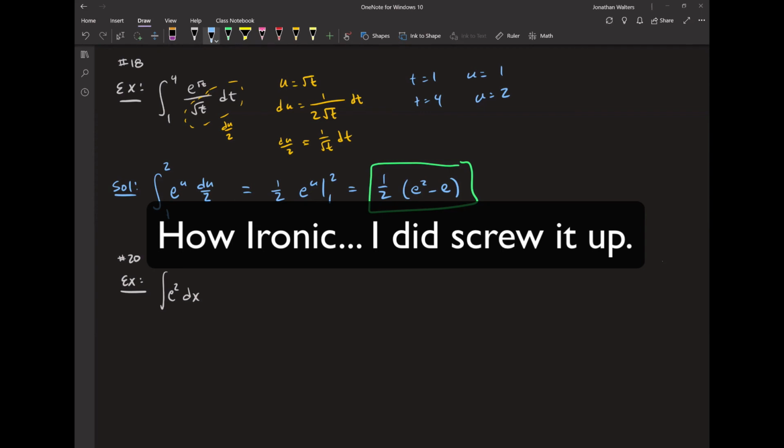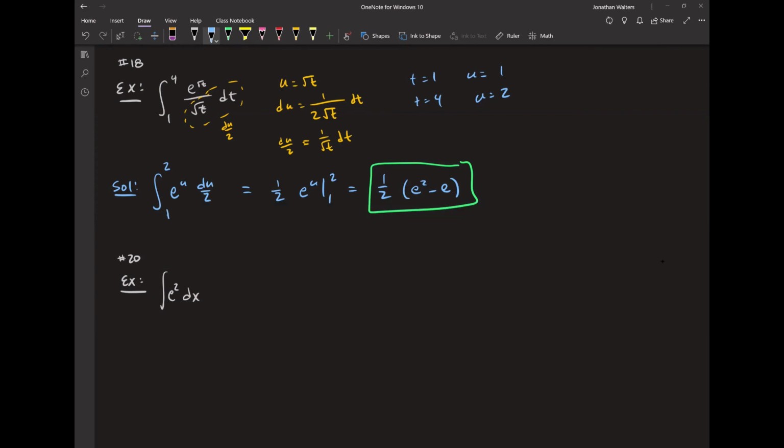Can't forget plus c. This is going to be e squared x plus c. They're trying to trick you. They're trying to make you think, oh, it's just e squared plus c, but there's no variable there in the e, so trying to trick you. It's a little trick question. It's just a constant. So antiderivative is just constant times x plus c. Constant here is e squared.